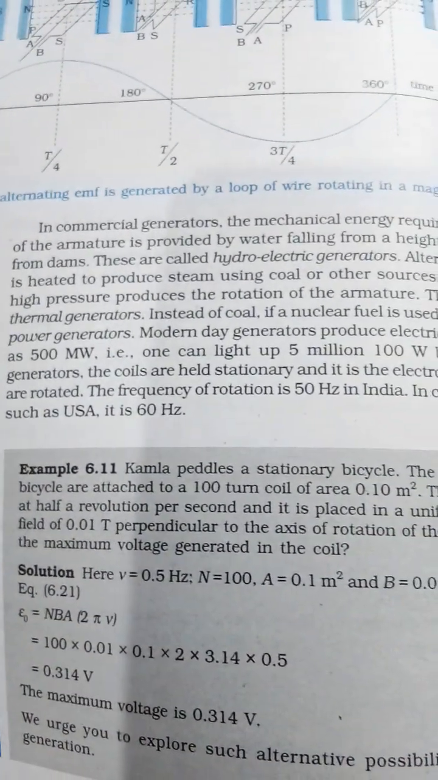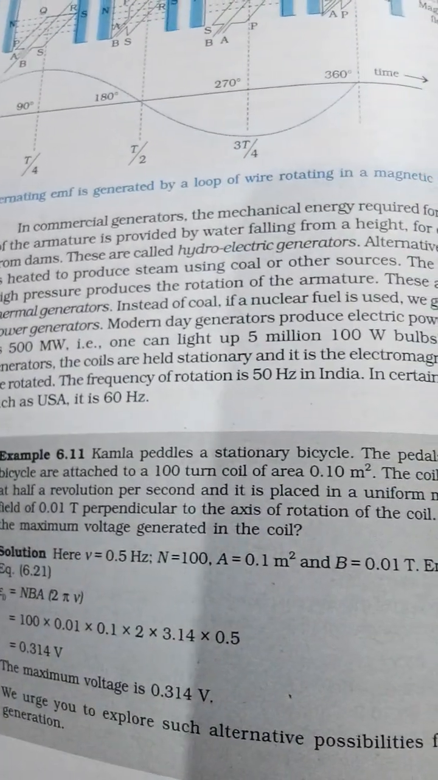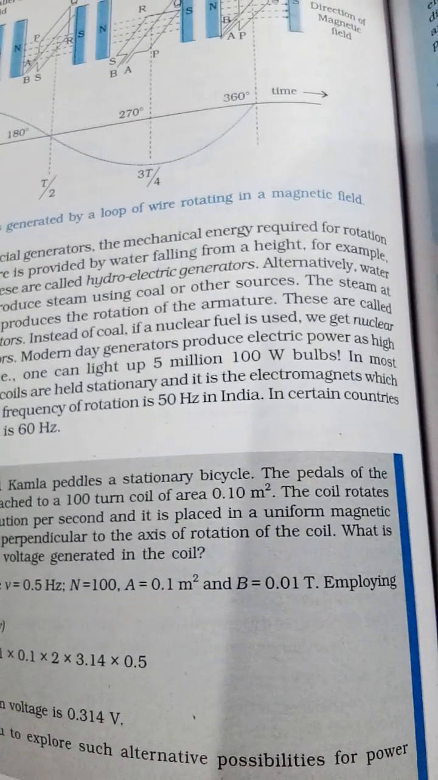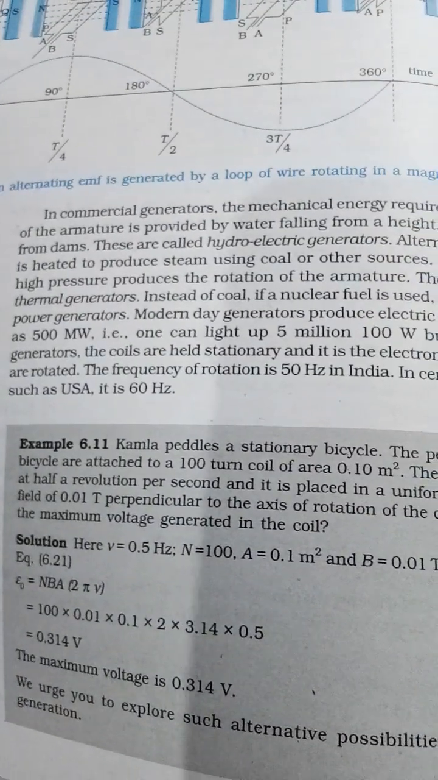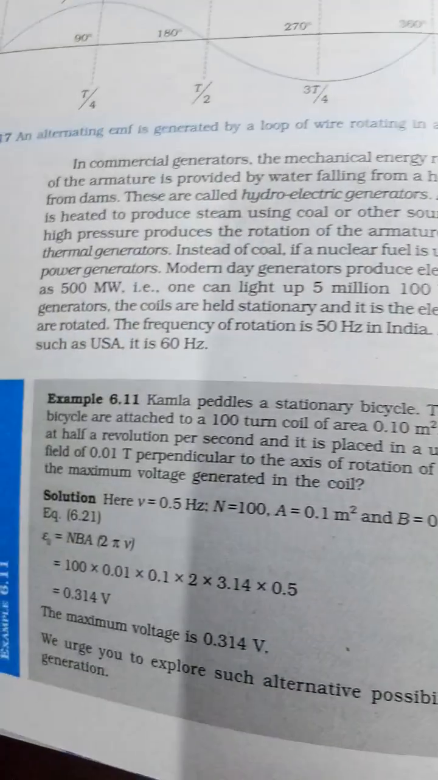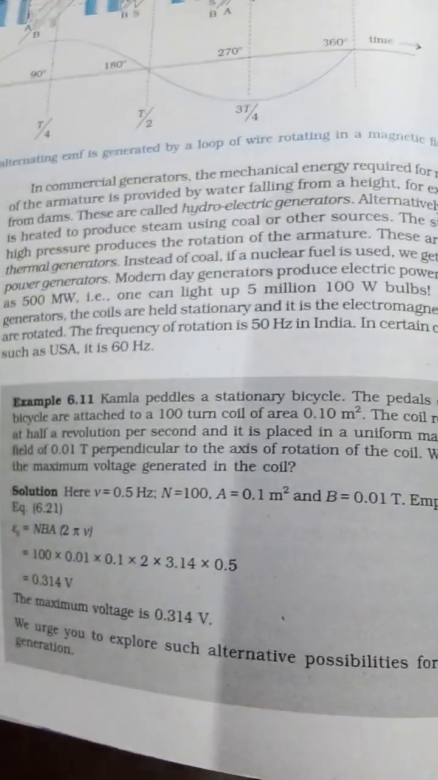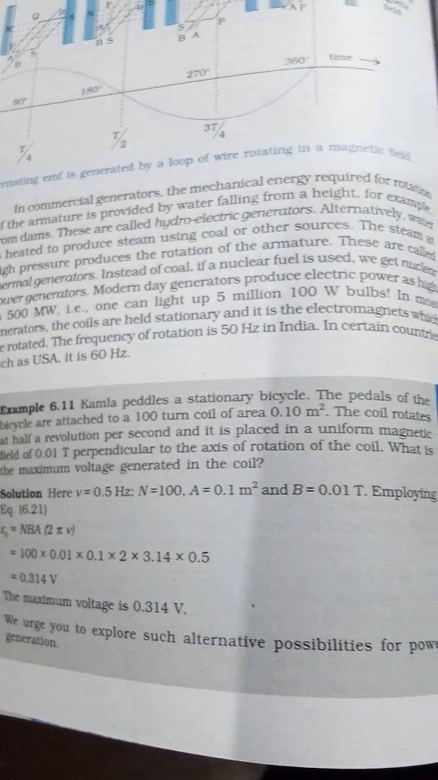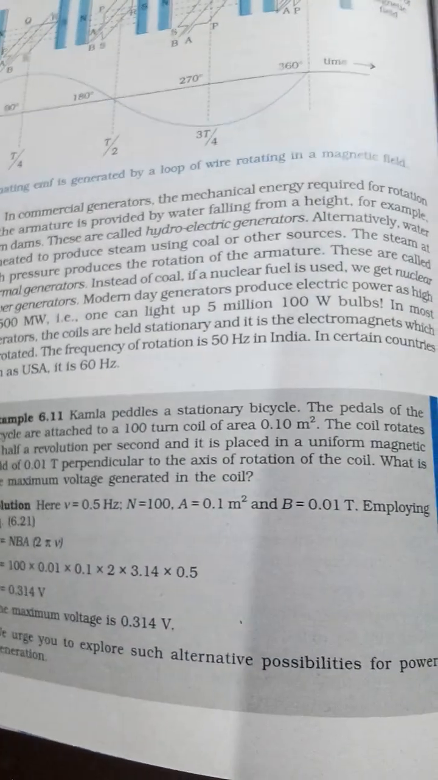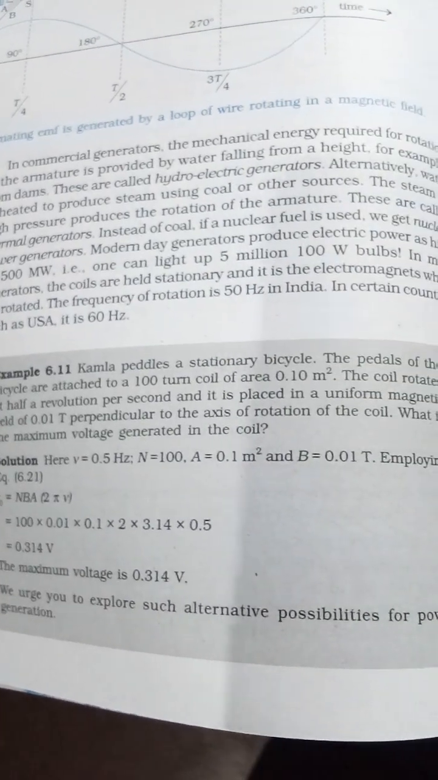In commercial generators, the mechanical energy required for rotation of the armature is provided by water falling from a height, hydroelectric for example, from dams. These are called hydroelectric generators. Alternatively, water is heated to produce steam using coal. The steam at high pressure produces the rotation of the armature. These are called thermal generators. Steam is used, so hydroelectric generators, thermal generators, instead of coal.